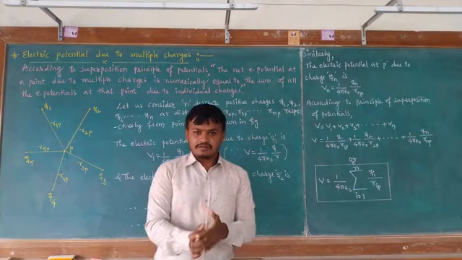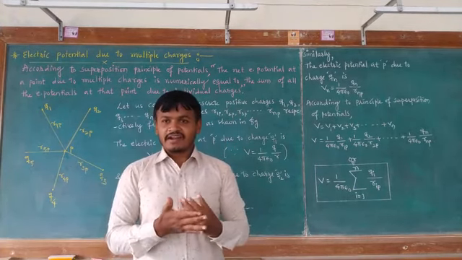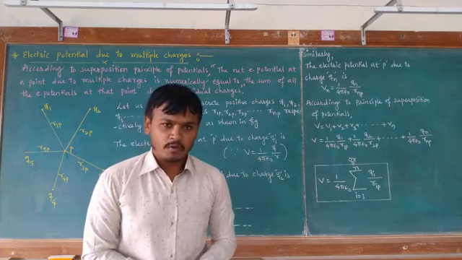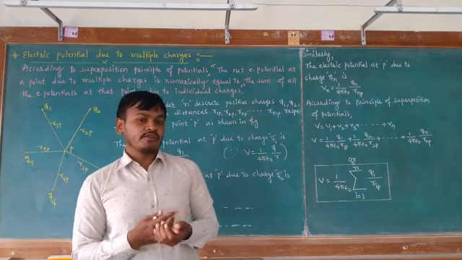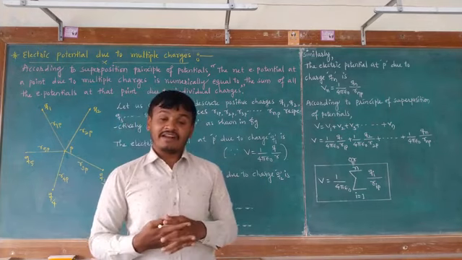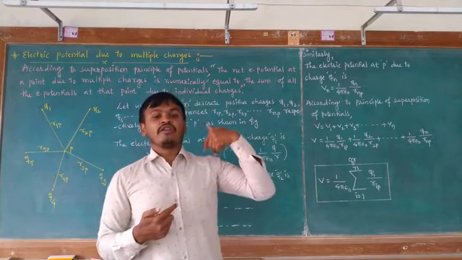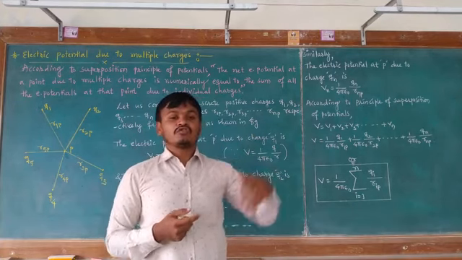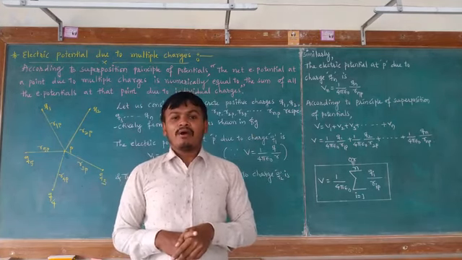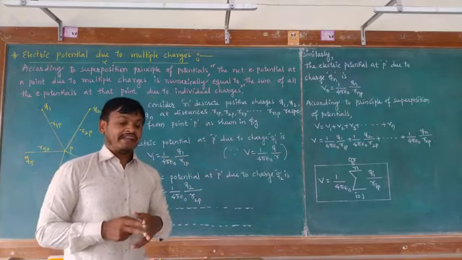Hello my dear students. In the last class we were discussing the electric potential due to an isolated point charge, and that expression was V is equal to 1 by 4 pi epsilon naught Q divided by R, where Q is electric charge, R is distance, V is electric potential at a distance R due to an isolated point charge Q, and the permittivity of the medium is denoted by epsilon naught. This is the concept we did in the last class.